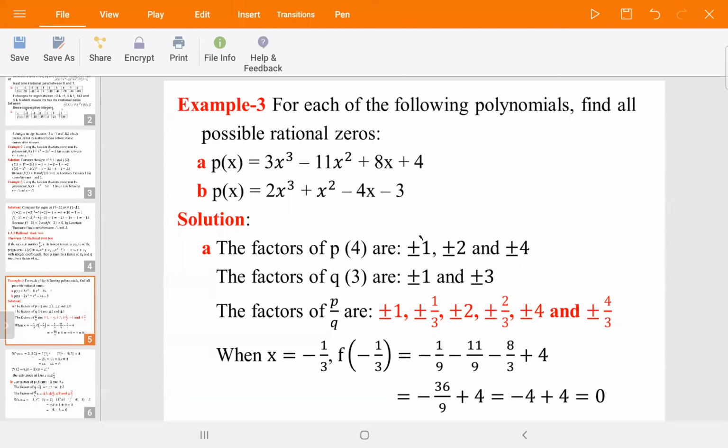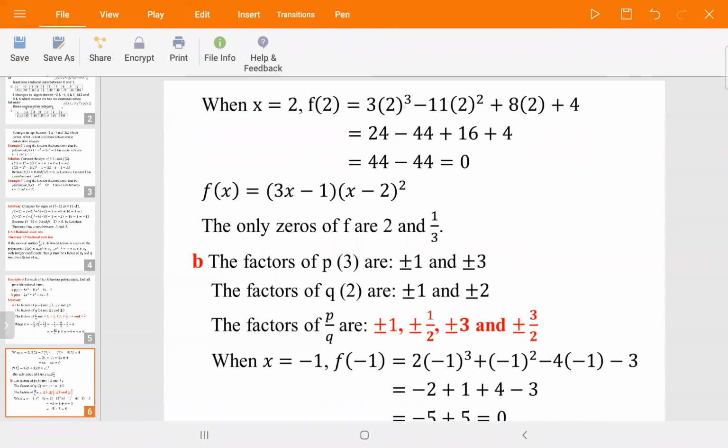Then when x is equal to 2, f of 2 is equal to 3 times 2 cubed minus 11 times 2 squared plus 8 times 2 plus 4. This is 2 cubed is 8, it is 24. 2 squared is 4, 4 times minus 11 is minus 44. 8 times 2 is 16. 16 plus 4, 20. 20 plus 24, 44. 44 minus 44 equal to 0.